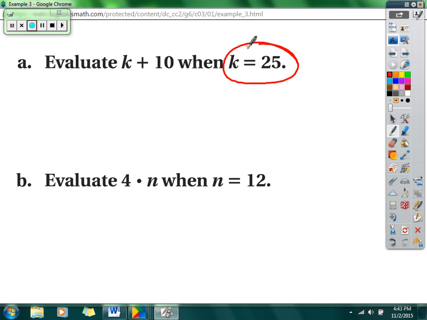So if I'm looking at k plus 10, it's really going to be 25 plus 10, which is known as 35. This is evaluating the expression. The reason it's called an expression is because it does not have an equal sign.